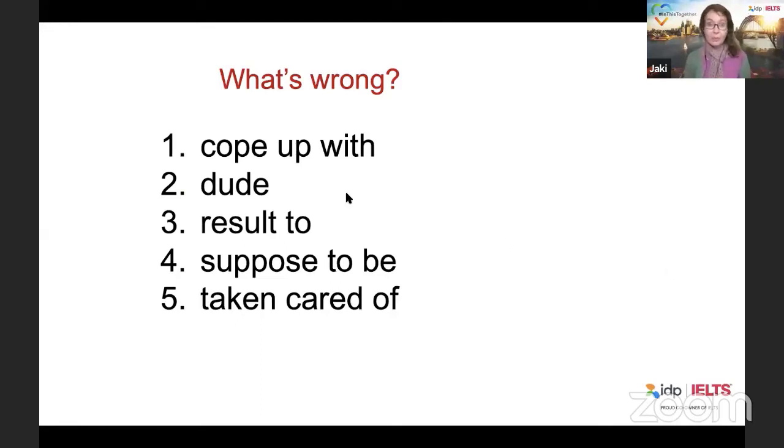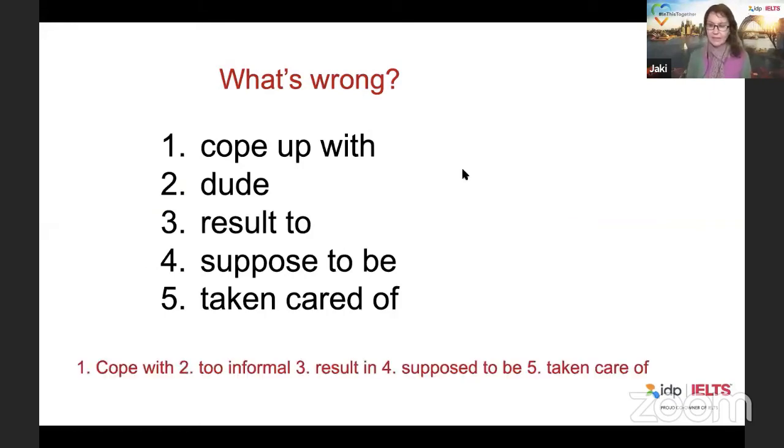Cope with, that's right. Dude is too informal for the IELTS essay. You know, person, man, whatever. Result to should be, we don't put result with to. Result in, that's right. Supposed to be, yep. And taken care of. Taken is okay, depending on the sentence. He's taken care of. Make sure she is taken care of. Okay, so be careful with the word form.